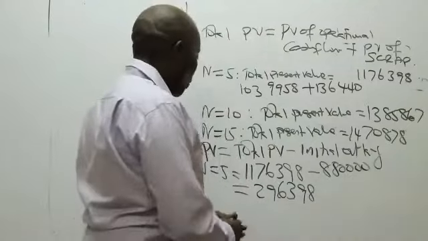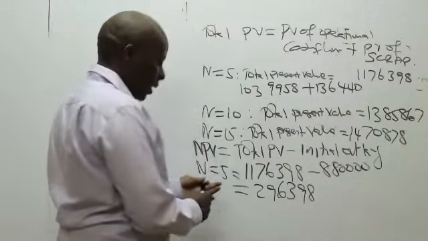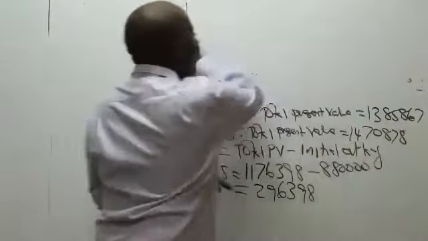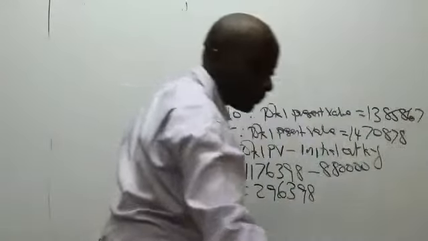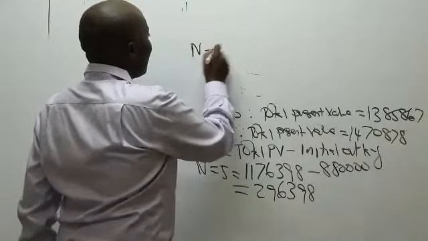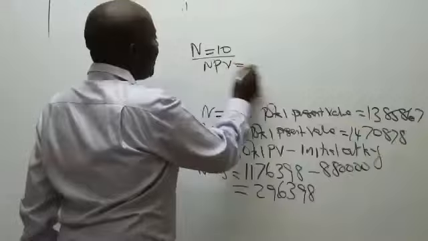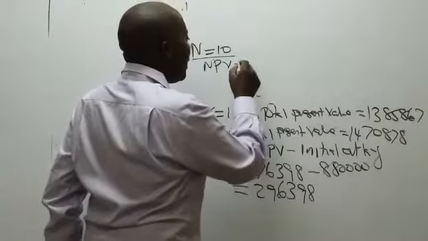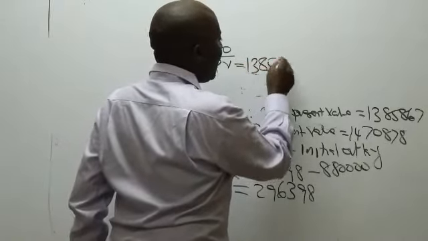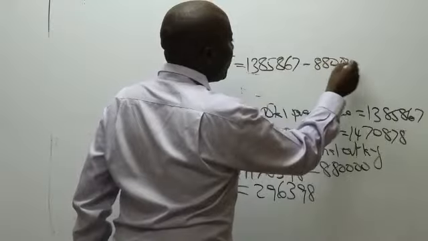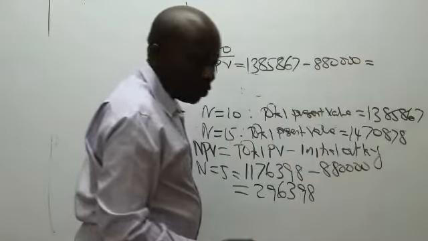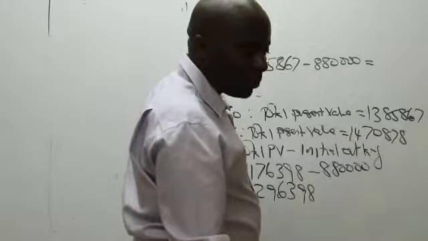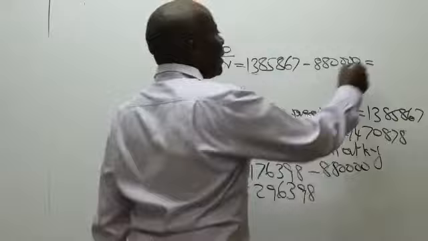Great. So go to when n is 10 years. When n is 10 years, what do we have there? My net present value will be equal to the total PV at 10 years, which was 1,385,867, minus the 880,000, which is the initial outlay. I'm seeing so many guys have already given me an answer. They are telling me, Mwalimu, you know what? We know that this one is supposed to be 505,867.